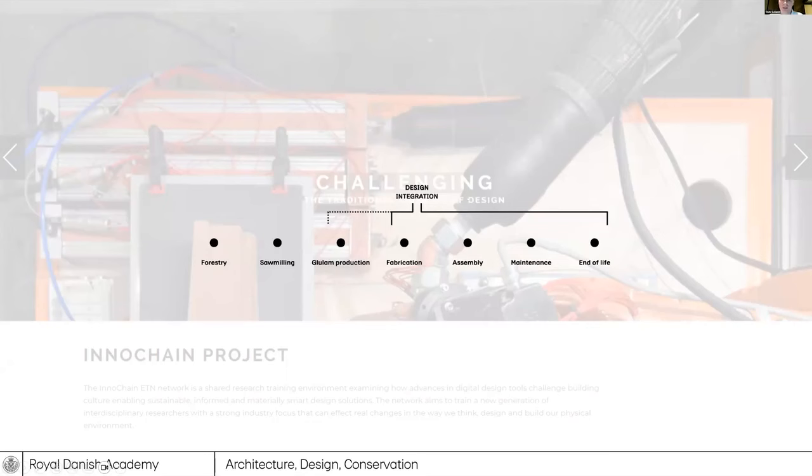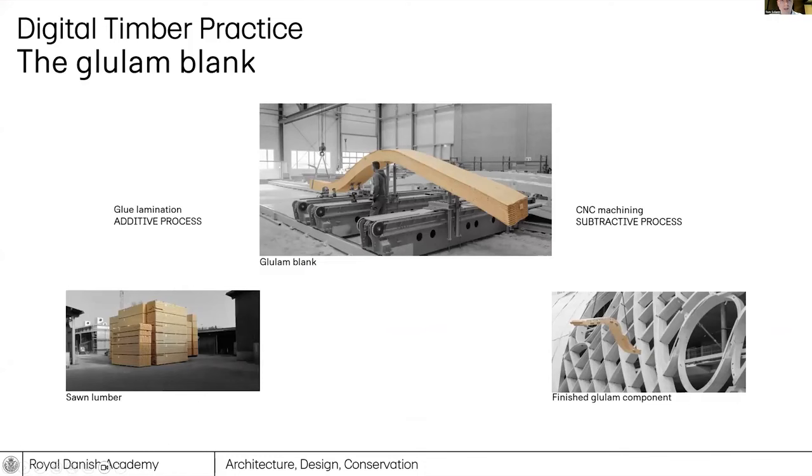And as I mentioned before, that put the focus on this middle piece, the glue lam blank. It's between sawn lumber and the finished glue lam component. So it's this semi-finished piece that is still very much aligned with the final component, yet removed from it, yet very specific, yet not entirely resolved yet.